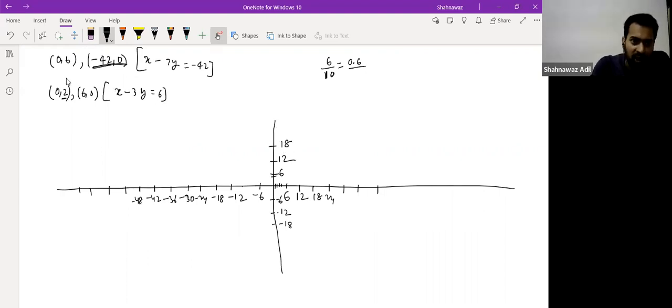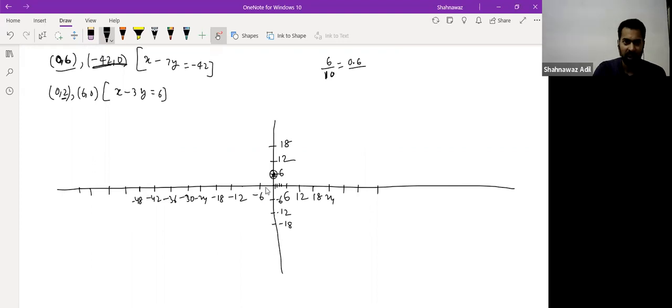Okay, so what are the points? The first point is (0, 6). Tell me, Adil, where it will be. We have to move 0 in the x direction, and in the y direction we have to move 6. So this is the point.